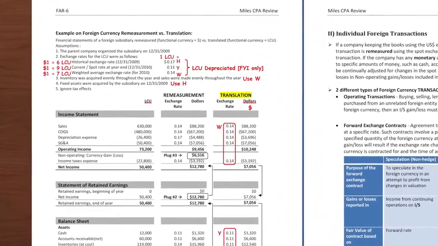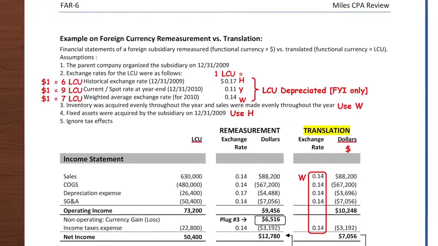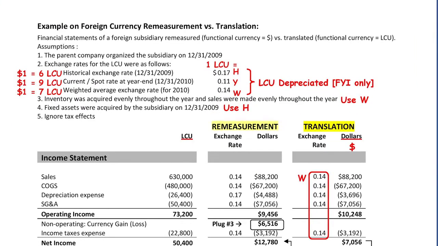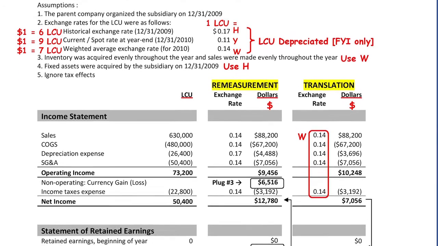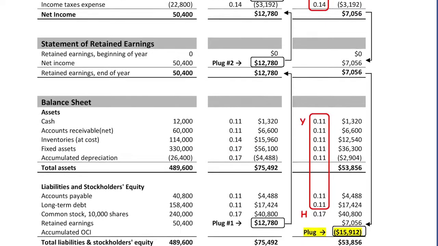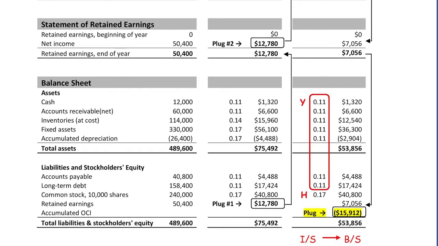Getting back to page 32, we are again looking at an example, but this time for remeasurement. So we are remeasuring local currency unit to dollars, and put a dollar sign there. Now remeasurement is RBI. That means we're moving from the balance sheet to the income statement. So let's first look at the balance sheet here. Now on the balance sheet, we're going to use the year-end exchange rate of 11 cents for monetary items and the historical exchange rate of 17 cents for non-monetary items. So right there, monetary equals Y, non-monetary equals H.